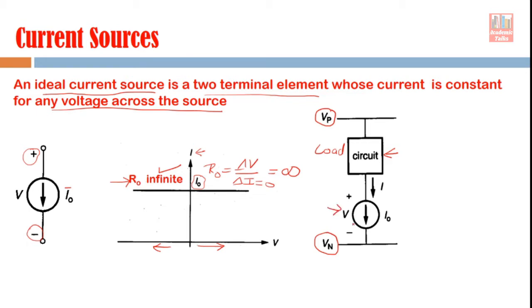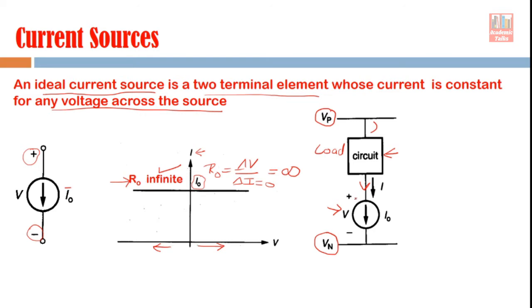The source is connected to the most negative potential in the circuit, and on the other side, one terminal of the circuit is connected to the most positive voltage. The current is going from most positive to most negative, meaning in the downward direction. Current is going like this.